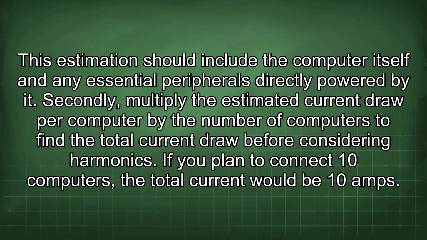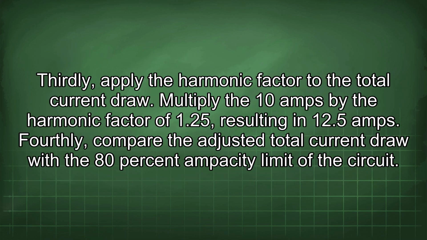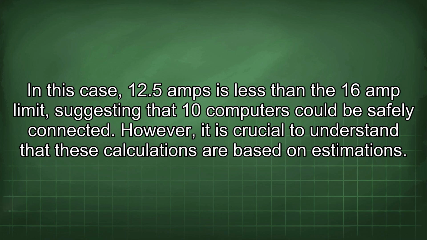Secondly, multiply the estimated current draw per computer by the number of computers to find the total current draw before considering harmonics. If you plan to connect 10 computers, the total current would be 10 amps. Thirdly, apply the harmonic factor to the total current draw. Multiply the 10 amps by the harmonic factor of 1.25, resulting in 12.5 amps. Fourthly, compare the adjusted total current draw with the 80% ampacity limit of the circuit. In this case, 12.5 amps is less than the 16 amp limit, suggesting that 10 computers could be safely connected.